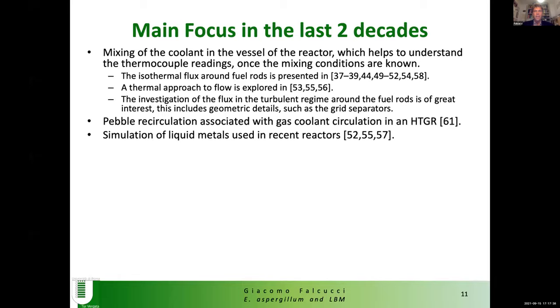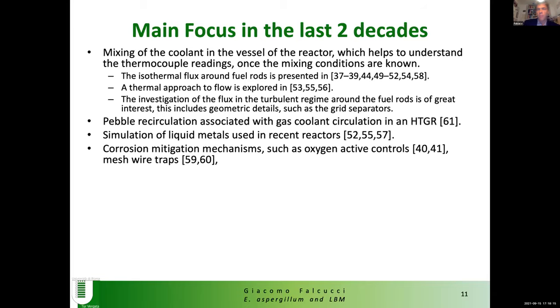But this problem is the same also for fusion reactors, because the problem of cooling usually is performed with the fusion reactors with the injection of icy deuterium chunks. And so their transport within the plasma and their melting is very complex. And this is a problem that is ubiquitous in fusion and fission. In fission, there is the simulation of liquid metals used in recent reactors, the problems of corrosion.